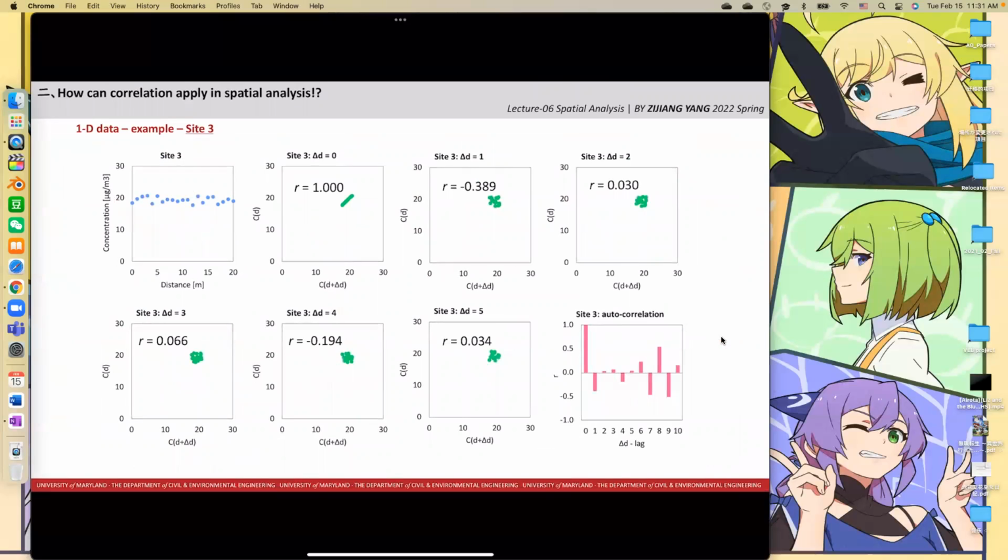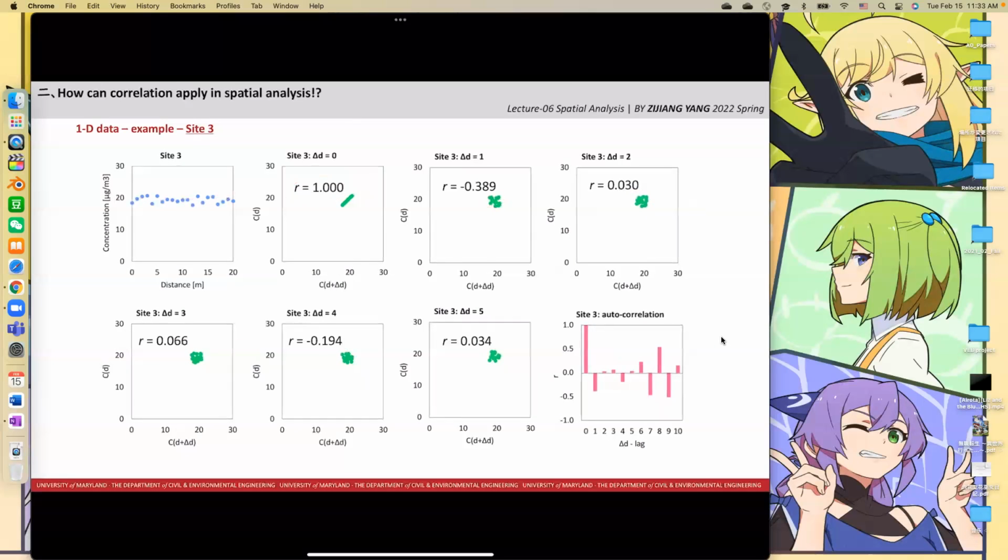Okay, anyway, again. So for site 3, we note that there is no big change, and it is kind of straightforward. If we are doing the correlation analysis, we can see they are just clustered in a very small chunk, and the correlation coefficients are relatively small, except for the first one, because it is a copy of itself. We can see the R is very large, but for the rest of them, the R is relatively small.